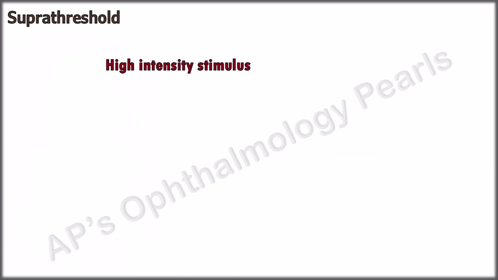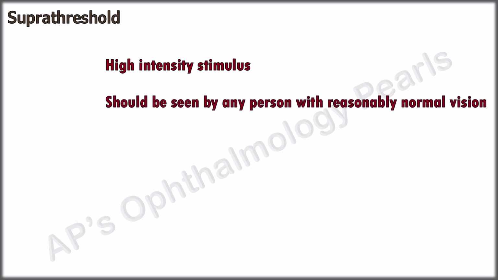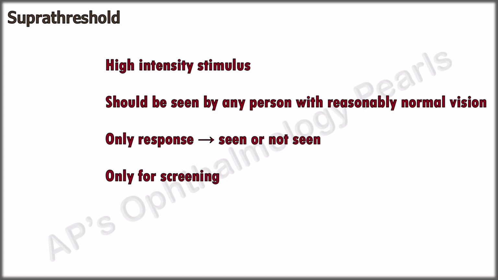Supra Threshold testing refers to the testing protocol in which a stimulus of large size and intensity that would normally be above threshold value, that is, one that should be seen by any person with reasonably normal vision, is used. This is to determine if there is any abnormally low sensitivity anywhere in the visual field. The only response that is recorded is whether the stimulus is seen or not seen. Since there is no quantification, it can be performed fairly rapidly. Its use today is limited and may be used for screening, initially in inexperienced persons who find it difficult to follow the threshold test, and the estimate test for driving licenses.